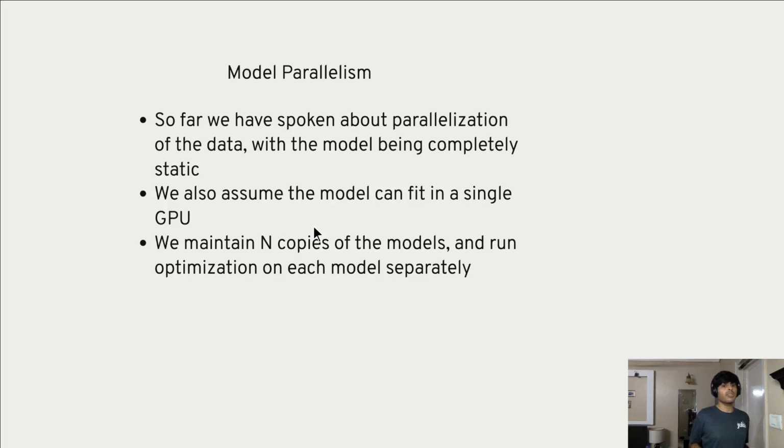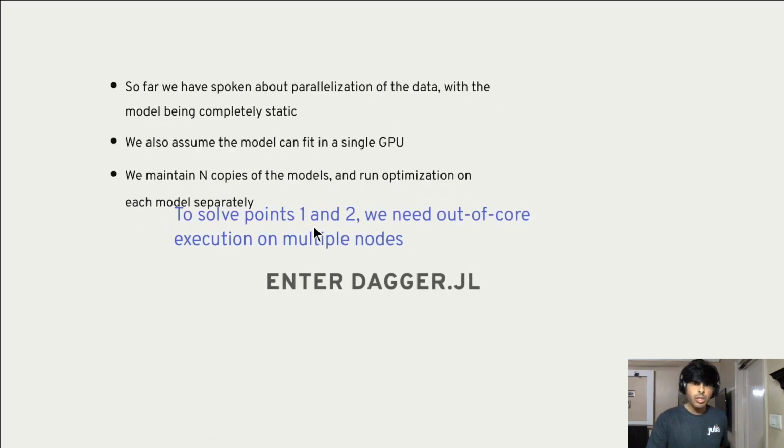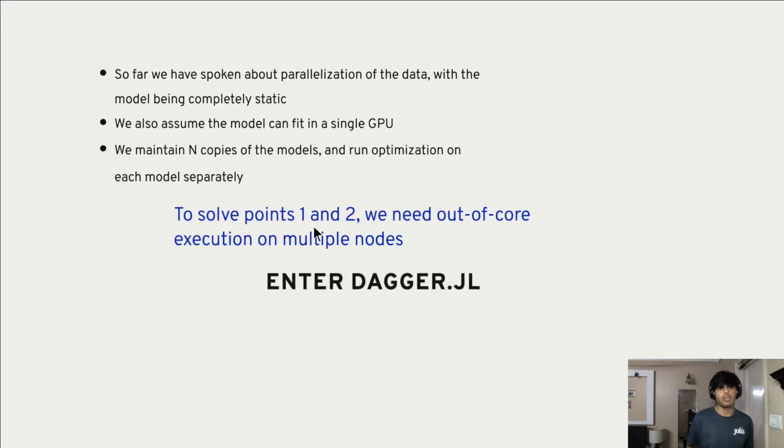In data parallelism, we have to maintain multiple copies of the model, especially without using ZeRO. It means that we have a lot of redundancy on our optimizer as well. Whereas with model parallelism, we don't have any of these issues. So how is all of this being solved, right? For points one and two especially, we need out-of-core computation. And the reason for that, again, is that we don't want to be restricted to a single node. And that's where Dagger comes into the picture. Dagger is a platform built for out-of-core parallelism, and it has native support for working with GPUs directly.